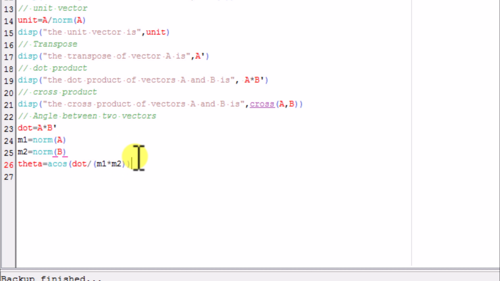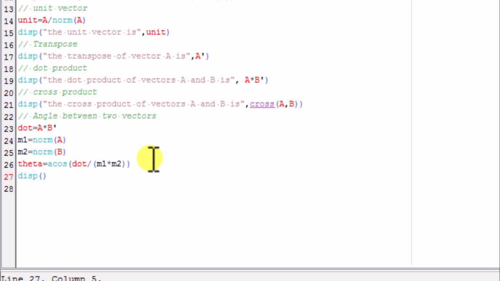Suppose if I write this without the bracket, what will this command do? In the case of division and multiplication, we first calculate the division and then the multiplication. So first it will perform the division, dot by M1, and then do the multiplication with M2. But what we want is to divide the dot by the product of M1 and M2. So therefore we will take the bracket. Okay, and then acos, which will take the cos inverse.